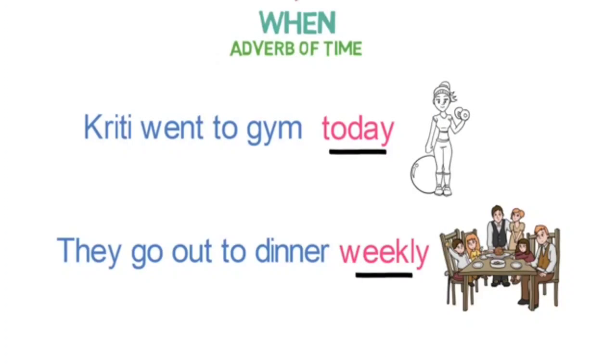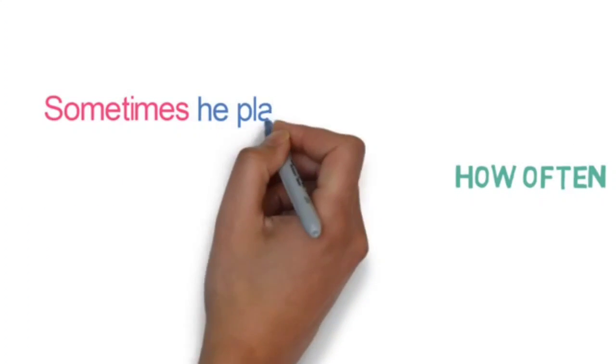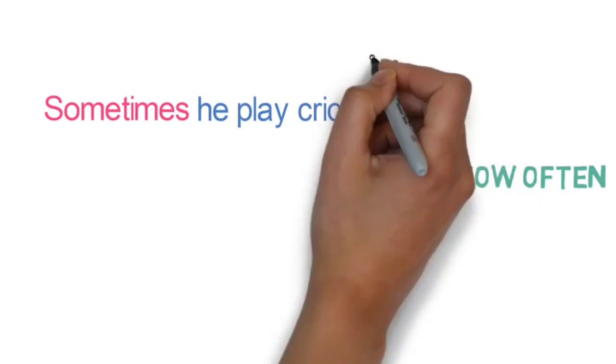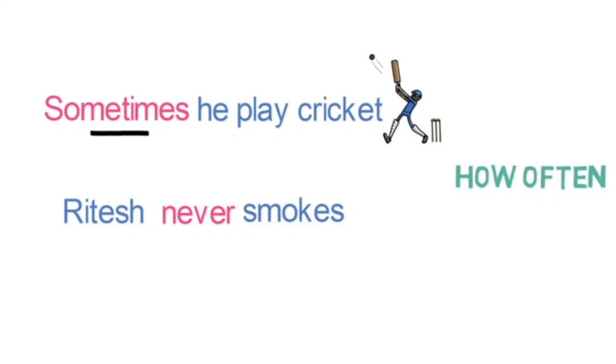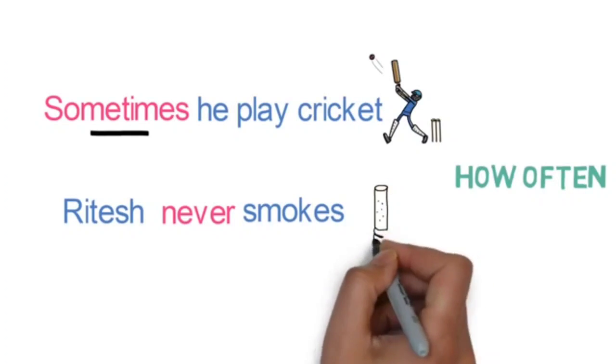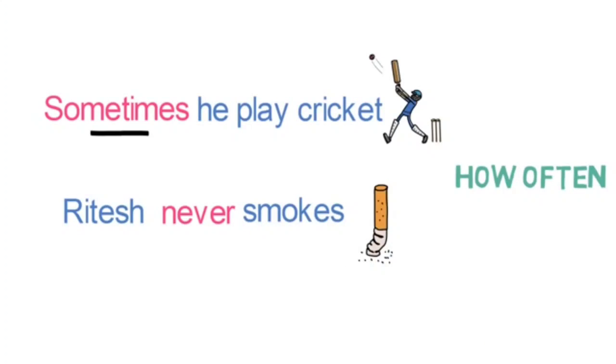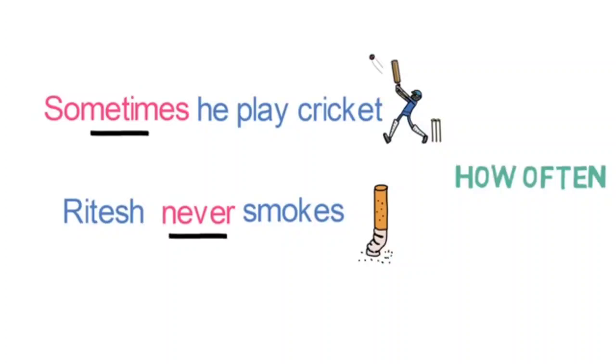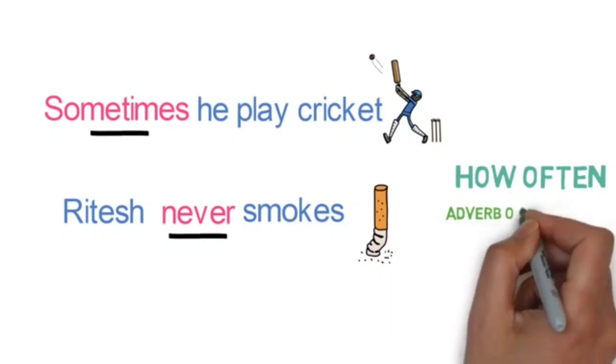Let's look into the fourth way in which we describe an action: how often or how frequently an action is happening. Sometimes he plays cricket. Here we are asking, what is the frequency, or how often does he play cricket? Sometimes is the adverb. Ritesh never smokes. Here never tells us he never smokes, and thus tells us the frequency of his smoking. So never is the adverb here. These adverbs describing the frequency of an action are called adverbs of frequency.